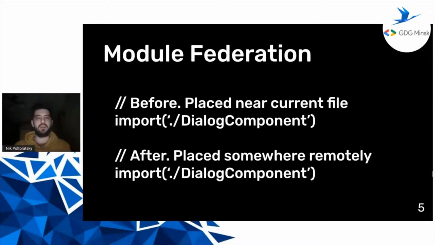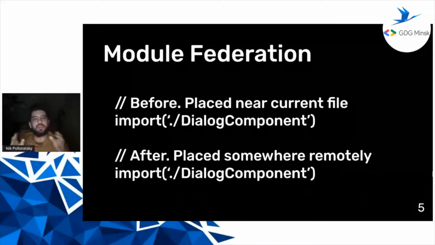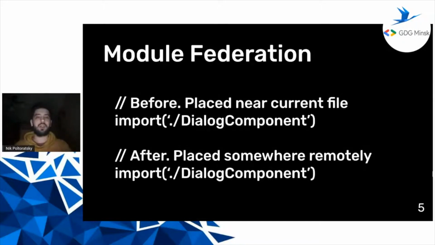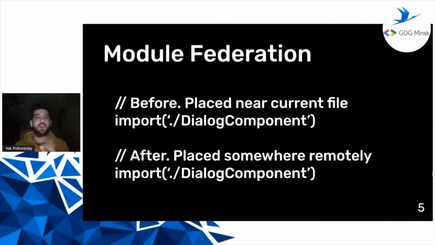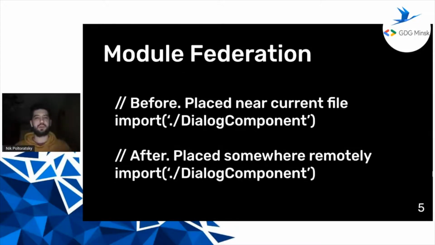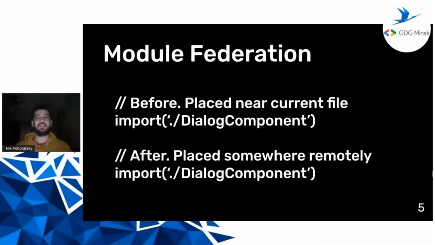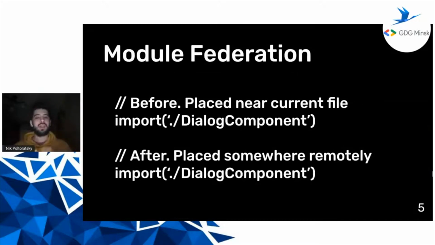But right now you can do so. So it's an after section. Now you can type import braces and dialog component. And right now, if you're using the module federation plugin, you do not need to place this dialog component near your current file. It can be hosted somewhere across the web. I have no idea where, at some different services. So it can live anywhere, not in your project, not in your repository. It can be built by any other company or by any other team or by any other developer and hosted everywhere. It doesn't need to live in your project.